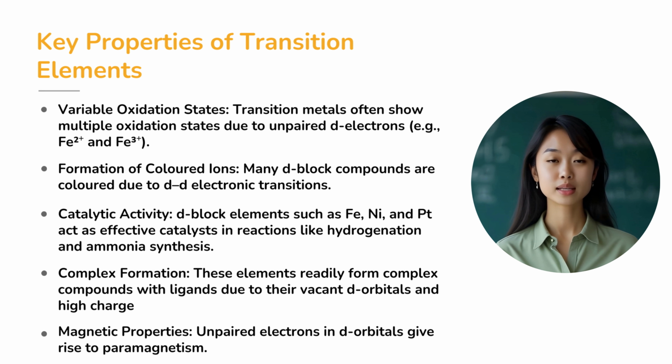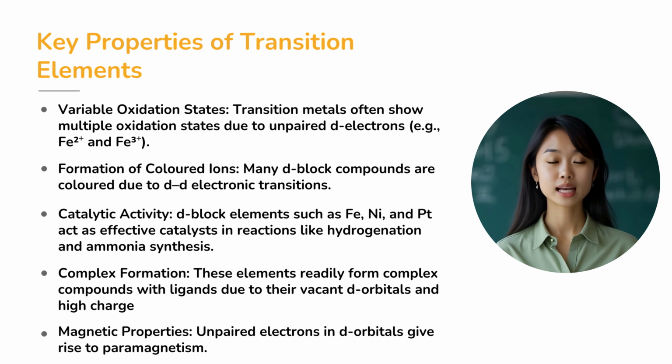Let's zoom into the d block. These transition elements are known for their chemical versatility. One standout feature is variable oxidation states, like iron forming both Fe2+ and Fe3+ ions. This is thanks to the similar energy levels of their d and s orbitals. Next, their colored compounds. Ever notice the deep blue of copper sulfate or the green of nickel chloride? That's due to d-d electronic transitions where electrons jump between d orbitals, absorbing visible light.